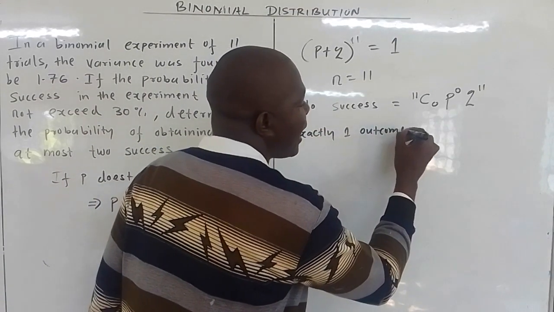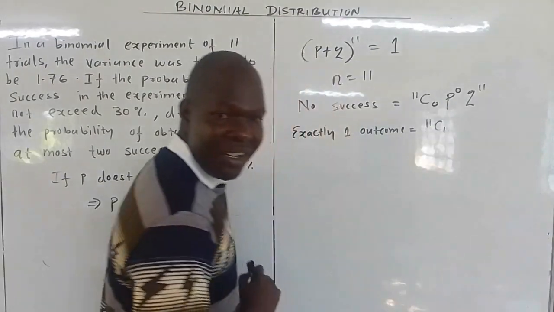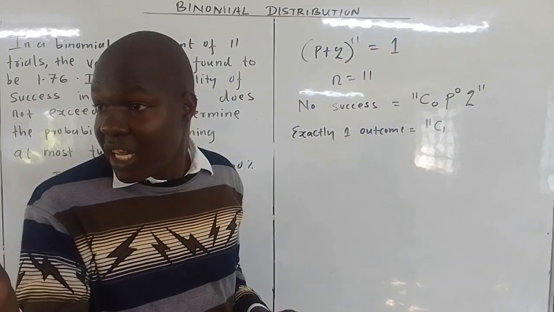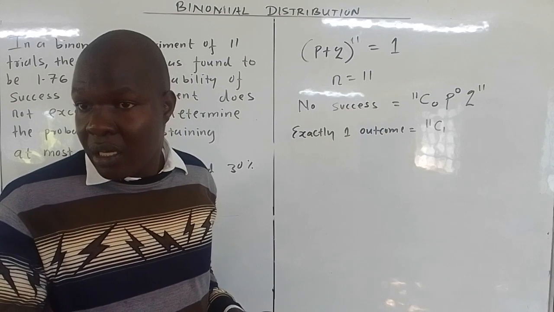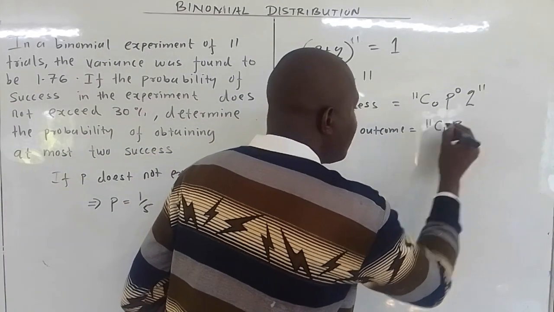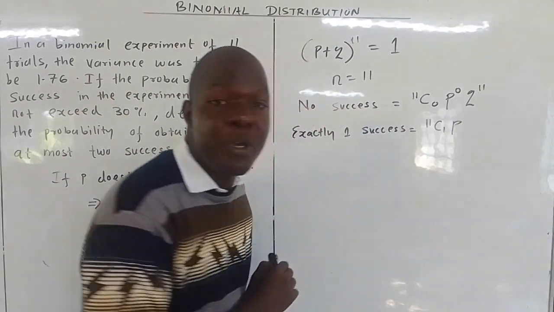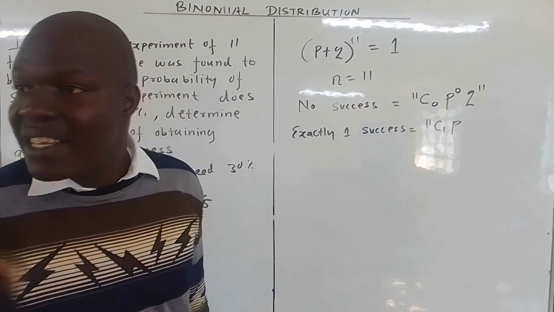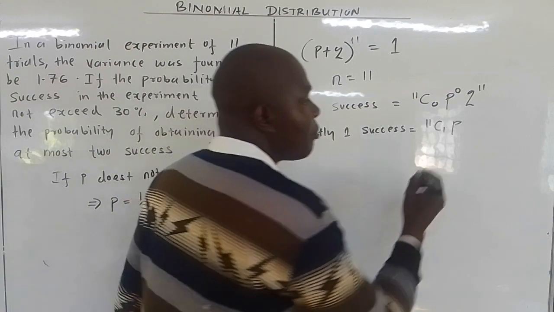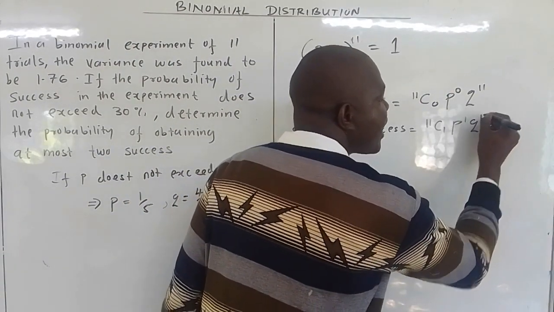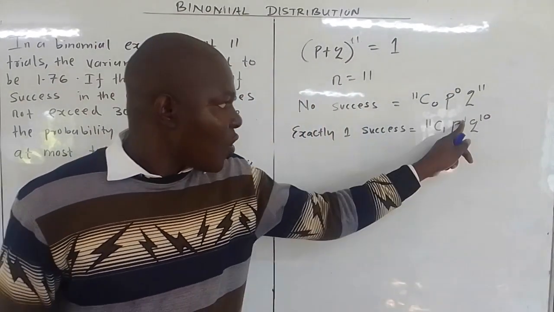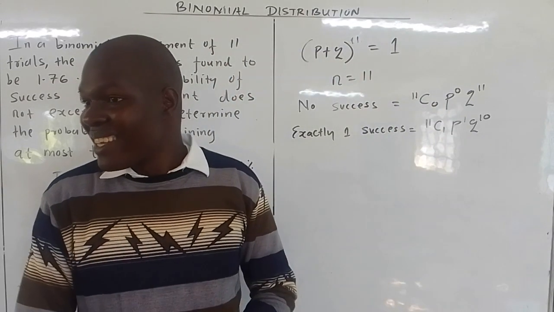Then you now move to exactly one outcome. Exactly 1 means 11 combination 1, because our N is 11, isn't it? Are we together? In this outcome, we are taking it to be success for us to deal with P. So exactly 1 success, P is to power 1. When P is to power 1, Q is to power 10, because if you add the two powers, you must always get 11, isn't it?